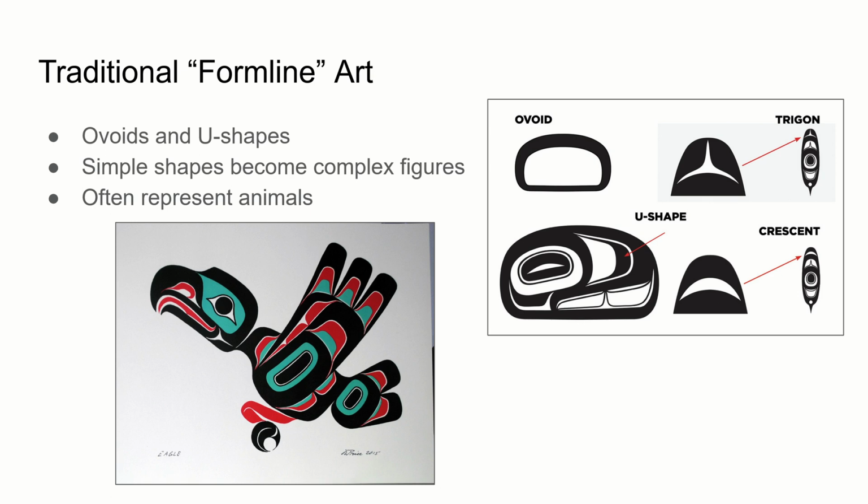So birds, quadrupeds like bears and whales are very common. Sometimes you'll see fish and frogs, but you almost, I'm not going to say never, I just haven't seen it, but you almost never see humans or humanoid figures depicted in these types of works.